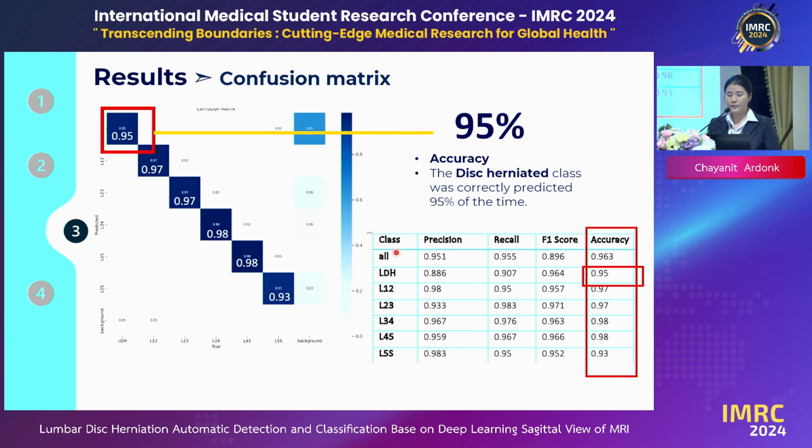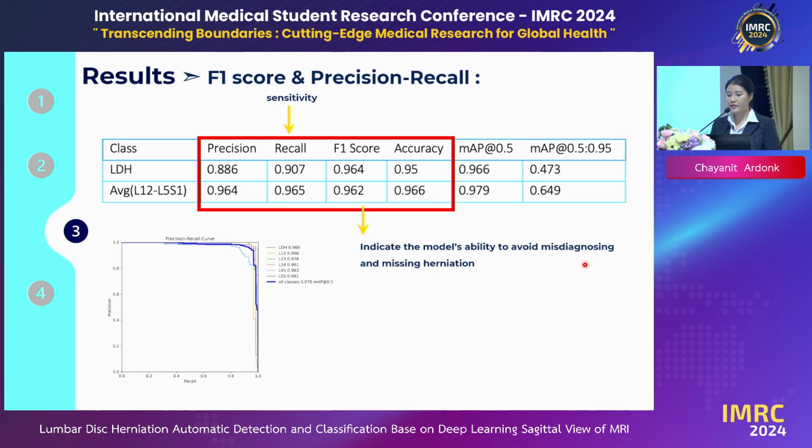For our performance evaluation, our model achieved 95% accuracy of herniation detection and overall accuracy is 96%. And go to our F1 score. F1 score indicates the model's ability to avoid false positives and false negatives. So we have a 96% F1 score. That means our model has the ability to avoid misdiagnosing and make sure that herniations are not missed. Additionally, our model demonstrates strong sensitivity with a recall of 90.7%.